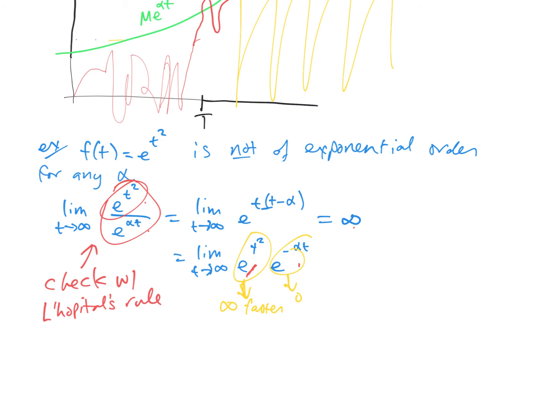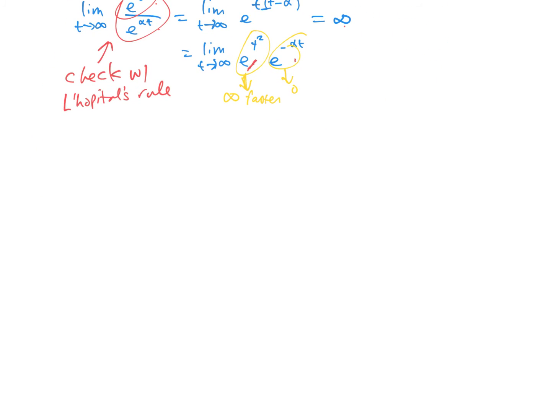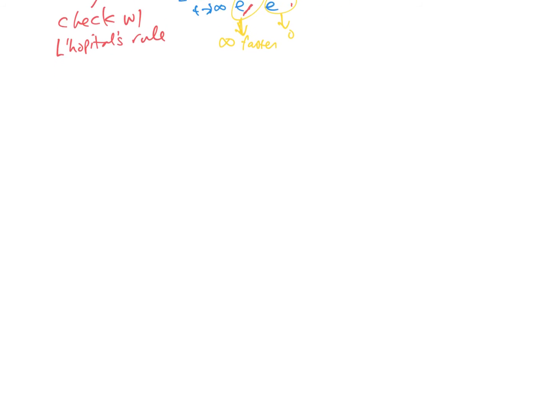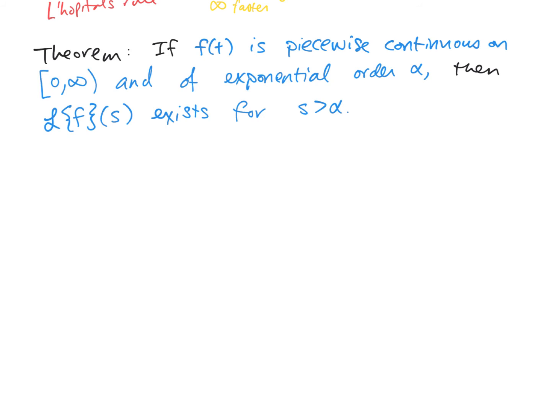Okay, so we have put some definitions into place, piecewise continuity and exponential order, because those are the things that we need to guarantee the existence of our Laplace transform. So here is our theorem. The two conditions we have on f: if f is piecewise continuous on 0 to infinity, and it's of exponential order alpha, then our Laplace transform exists for s greater than alpha.